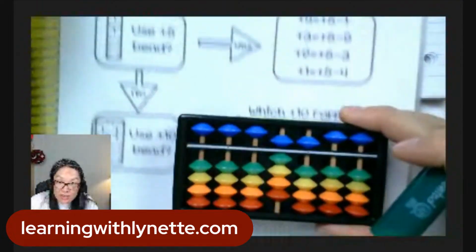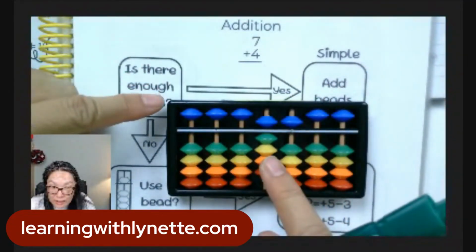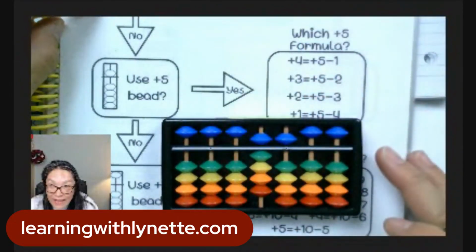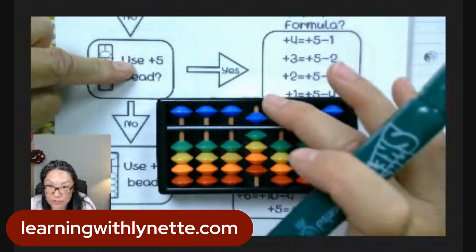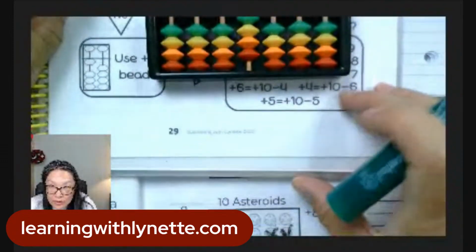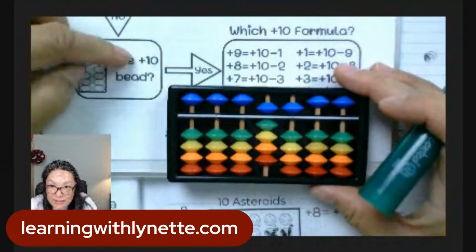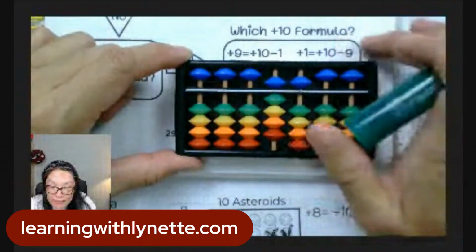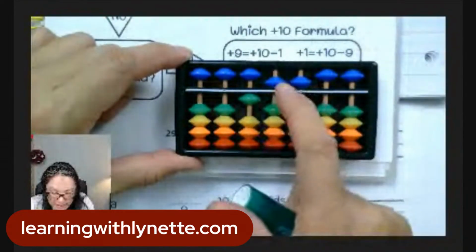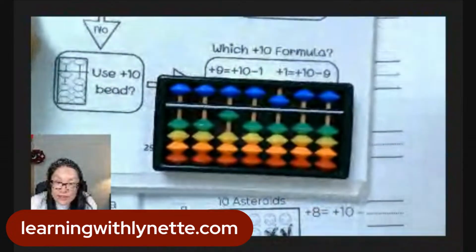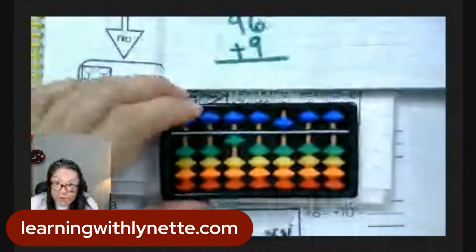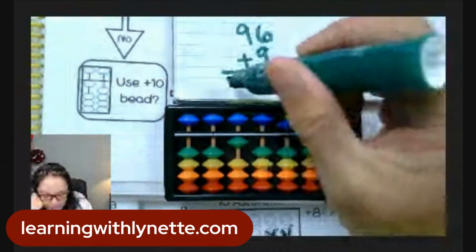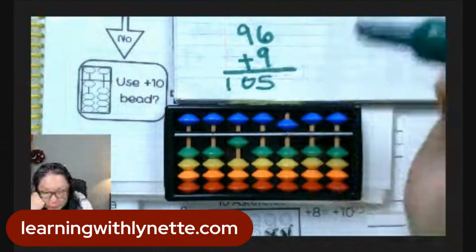Oh, look. So we got to start it over again. Can we add the 1? No. Can we add the 5? No. Can we add the 10? Yes. How do we do it? Right here. Plus the 10 minus the 9. So my final answer is 105.